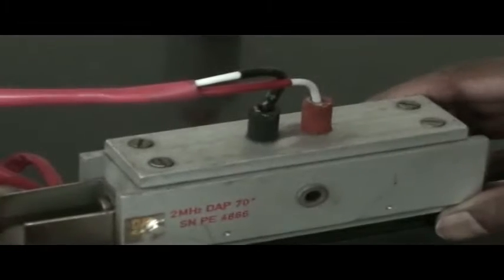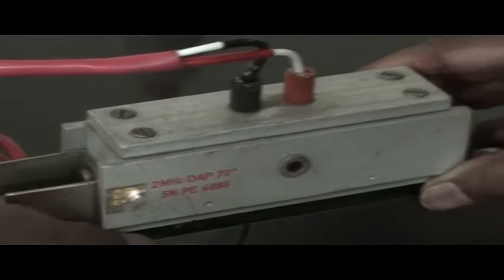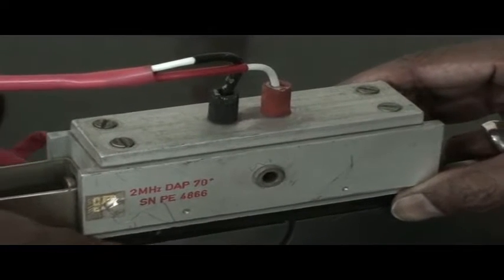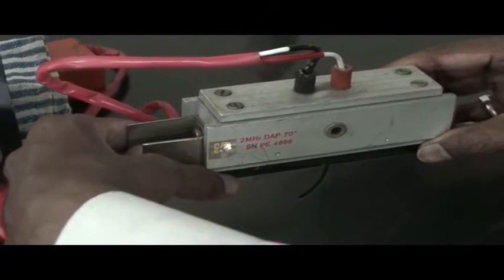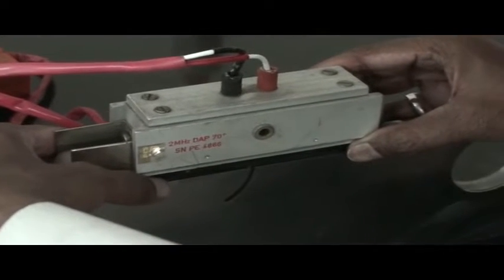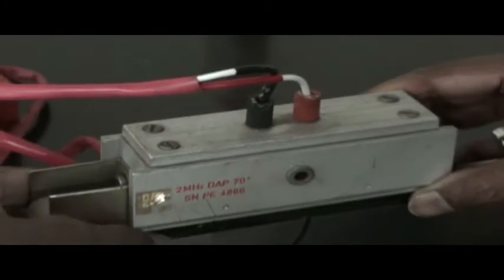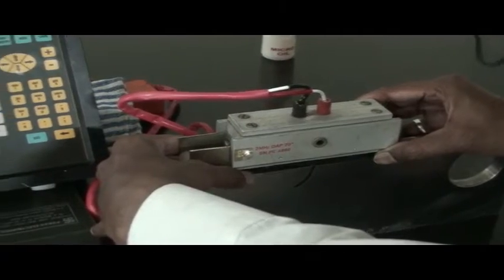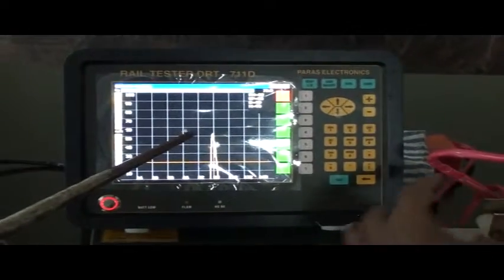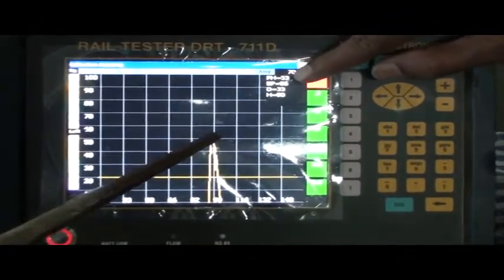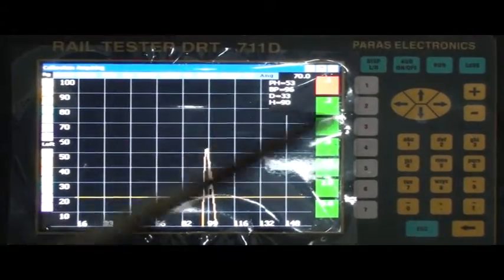Now we will move this probe. We can see that the height of the echo is increasing and decreasing. This is decreasing, increasing, and again decreasing. This is the location where the height is maximum. Here the beam path is 96, but the actual beam path is this radius, which is 100. So we have to make this beam path 100.